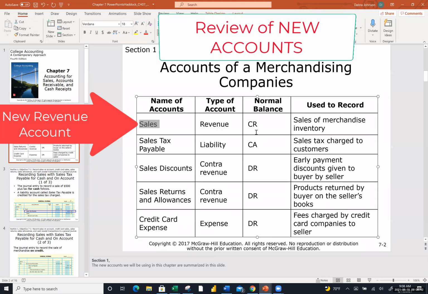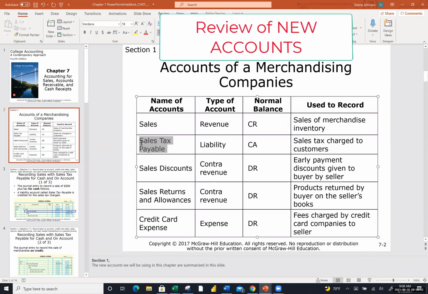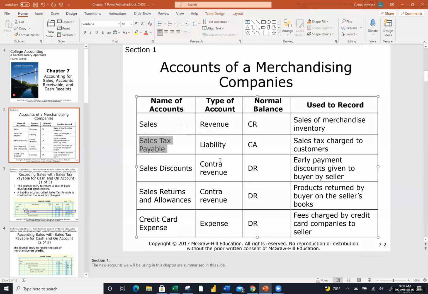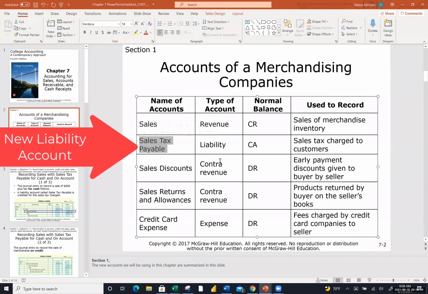So we introduced that last time. It has a normal credit balance and it would be on the income statement. We also learned that in a state like California, you're likely to have sales tax. And we explained that last time. Sales tax is not something that anybody likes to pay, but it's a way for the states to earn revenue to help support the operations of the state. And it's a liability account.